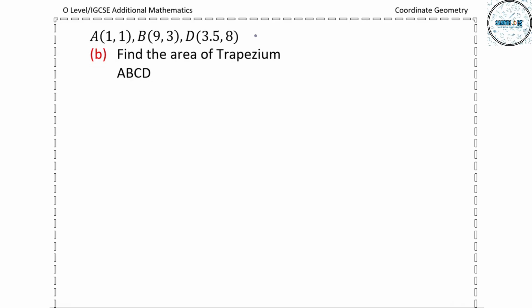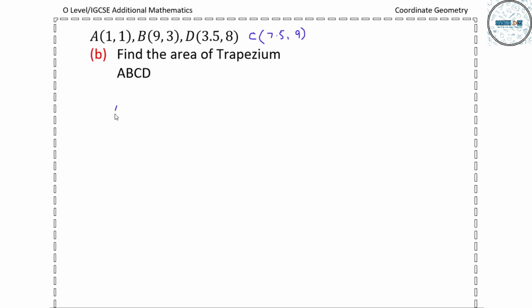In part B, we have to find the area of the trapezium. For the area of a trapezium, we require the coordinates of all the vertices A, B, C, and D. The coordinates of A, B, and D are already given in the question. We had already taken out the coordinates of C in the previous part, which are 7.5, 9.